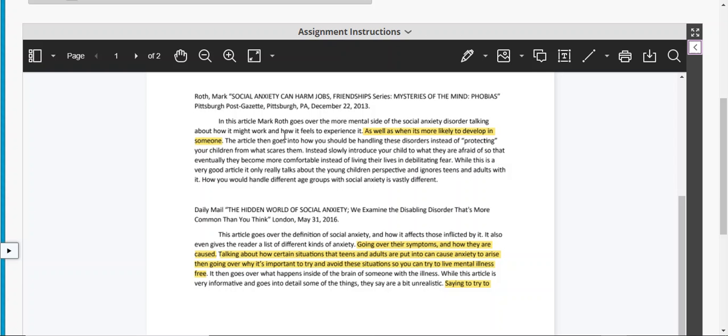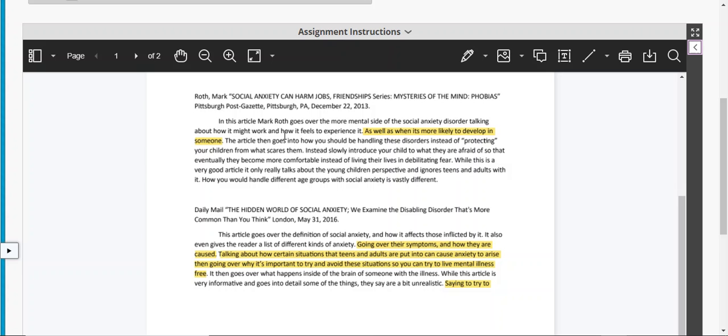So Mark Roth is the subject, and "Mark Roth goes over" is the verb, and then the rest of the sentence is just added information. So that's a complete sentence. Now let's look at the next sentence.